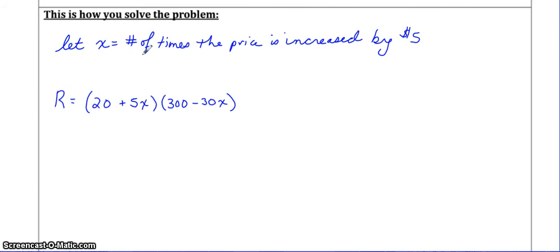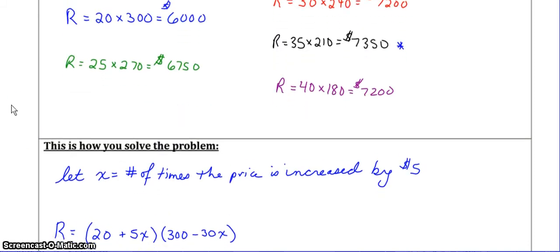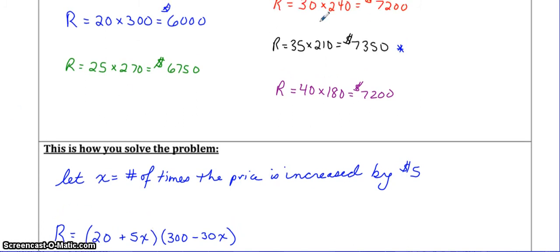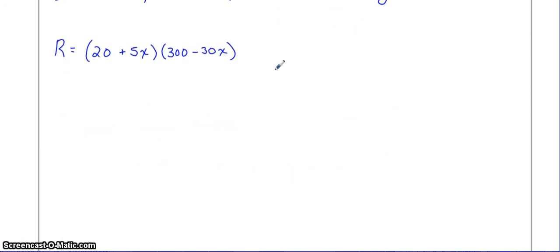So if x was 1, if we increase the price once, this would be 20 plus 5, and this would be 300 minus 30, so it would be 25 times 270, which is what we've got there. If we increase the price by 5 twice, 5 times 2 is 10, and our price is $30. 300 minus 30 times 2, that's 300 minus 60, and that's where you get the 240 from. So there's your equation. In the revenue questions, you only have to deal with this one equation. You don't have to deal with 2 separate parts.